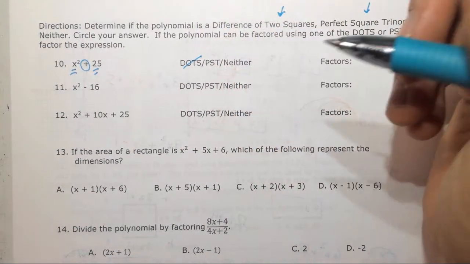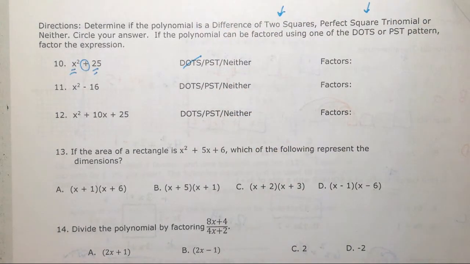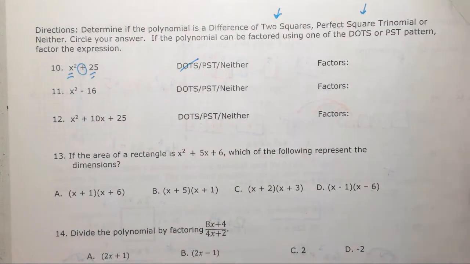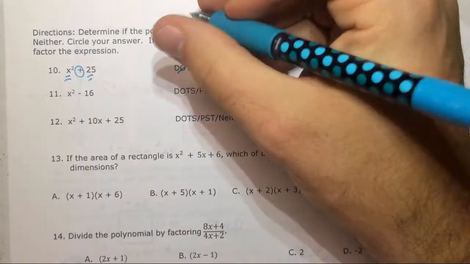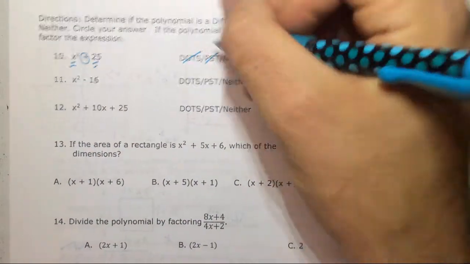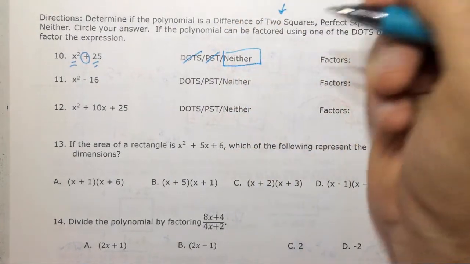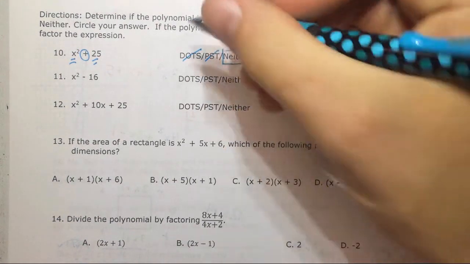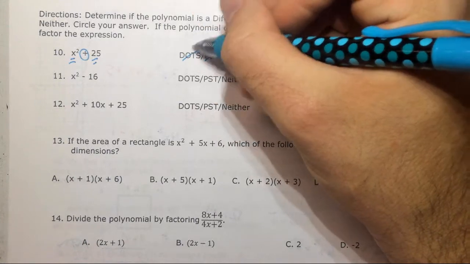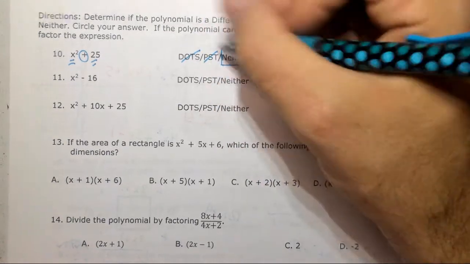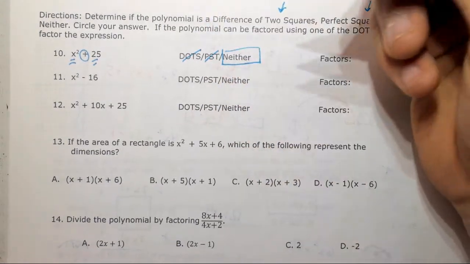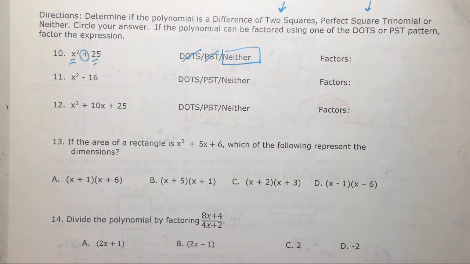Now let's see if it's a perfect square trinomial. Do I have three terms? Well, I only have two terms. So no way it can be a perfect square trinomial. So it has to be neither. Remember, DOTS has two terms, and I'm subtracting. It's a difference. And PST has three terms, and the middle term has something special that I'll go over in just a minute.